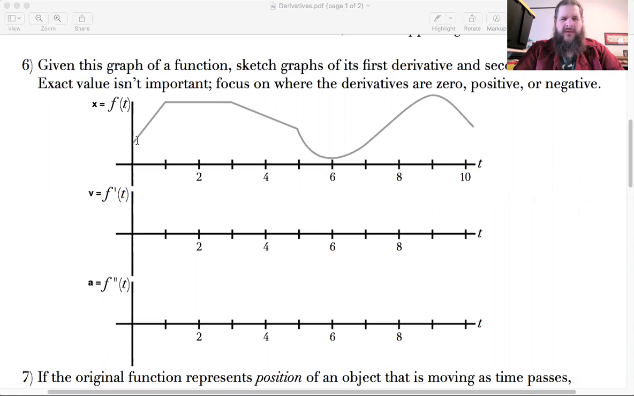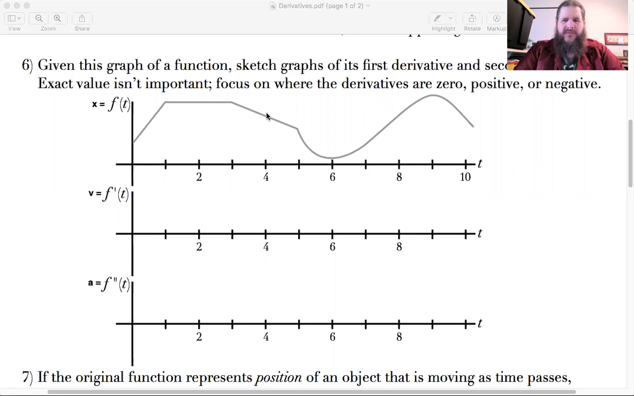In this case, we've got a graph of the function. In other words, we're interpreting that as position. And we want to rethink that as a graph of velocity and a graph of acceleration. Generally, the first thing I would recommend doing, if you've got some weird looking graph like this, is split it into portions of time that are just easily recognizable types of functions.